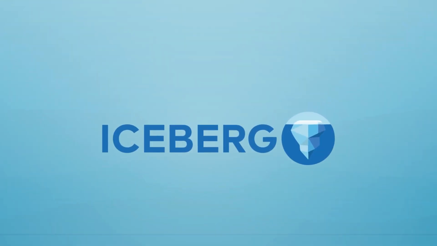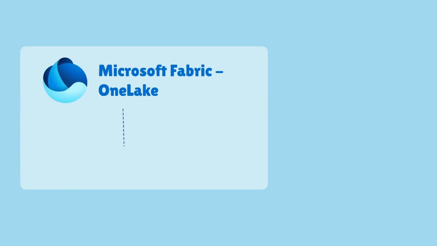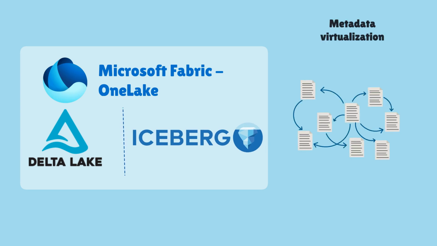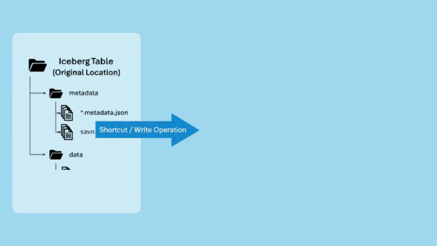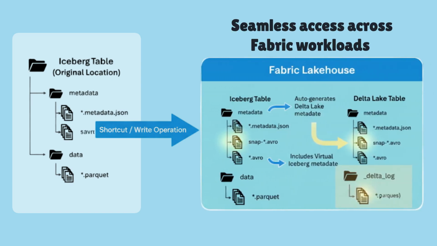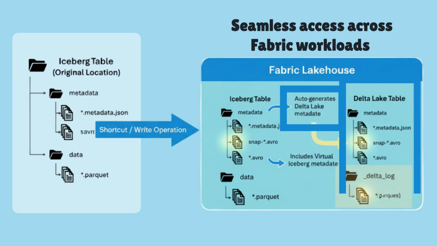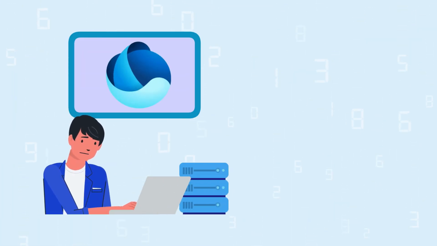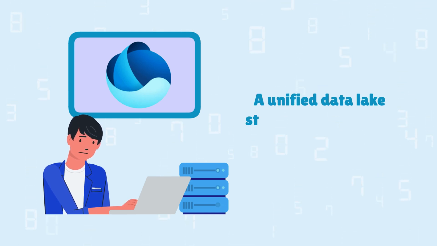Apache Iceberg. Additionally, in Microsoft OneLake, you can work with both Delta Lake and Apache Iceberg tables thanks to metadata virtualization. This feature lets Iceberg tables appear as Delta Lake tables and vice versa, enabling seamless access across Fabric workloads. Writing or shortcutting to an Iceberg folder auto-generates Delta Lake metadata, while Delta Lake tables now include virtual Iceberg metadata for compatibility.